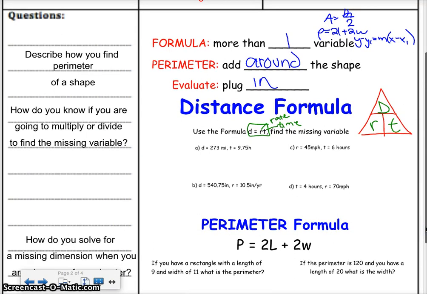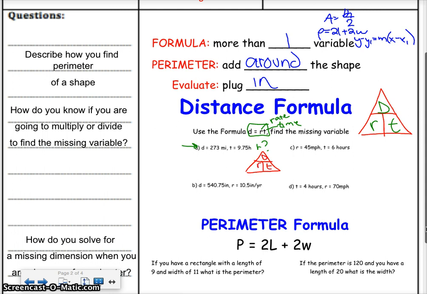So let's use that formula to figure out the following situation. If the distance you traveled is 273 miles, and the time you traveled is 9.75 hours, I need to figure out what am I looking for. What am I missing, the D, the R, or the T? R. So D is distance. I have the T. I'm looking for R. So let me show you how I'm going to make a prettier triangle. I'm going to show you how I process through this.